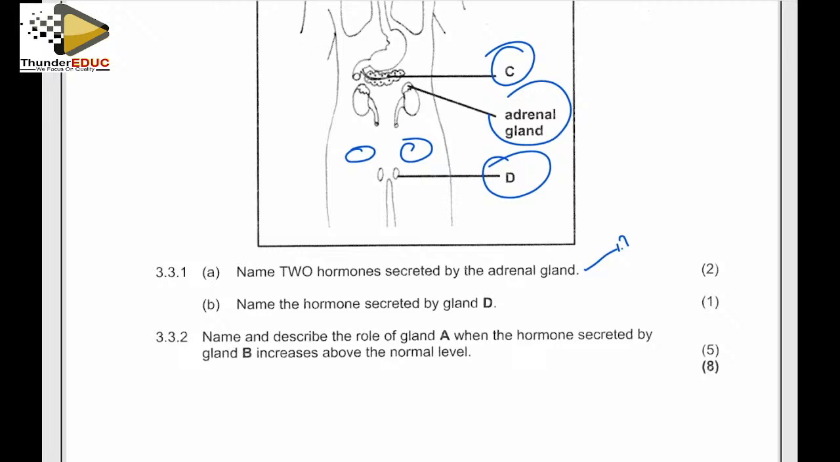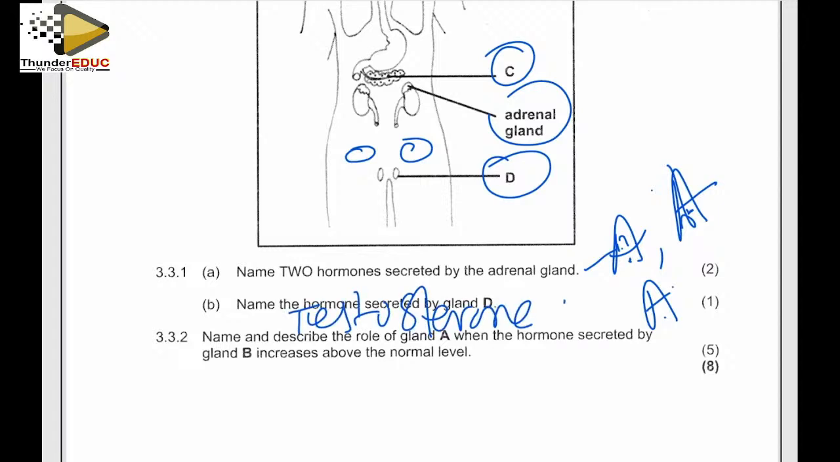So it's done. Name 2. So both is A. Adrenal gland: aldosterone, adrenaline. They're saying name the hormone secreted by D. D is the testis, which is testosterone. So you have to tell us that is testosterone. Name and describe the role of gland A when the hormone secreted by gland B increase.